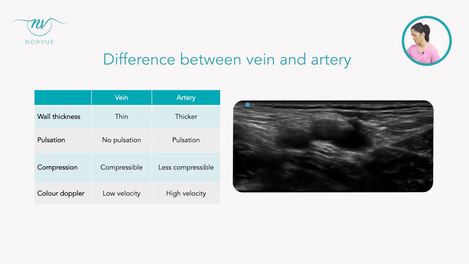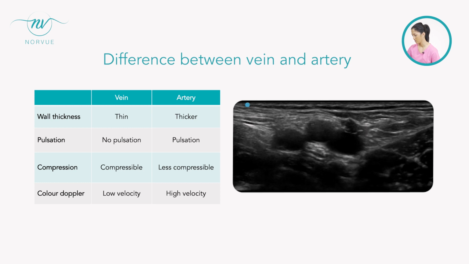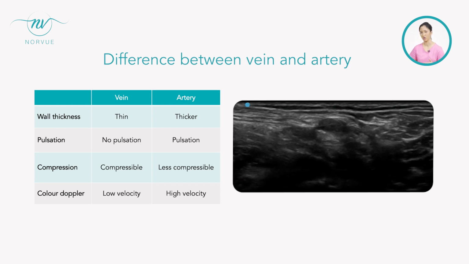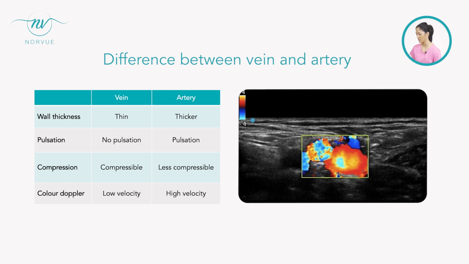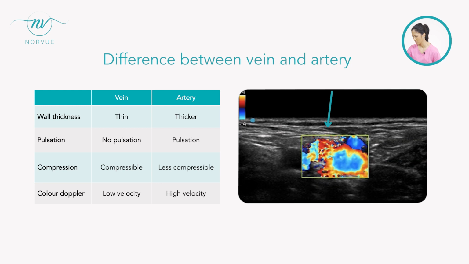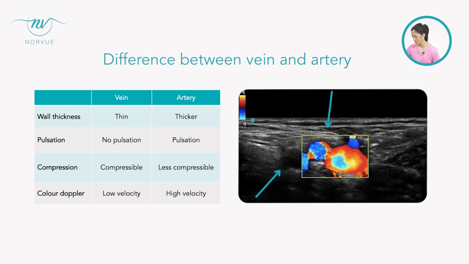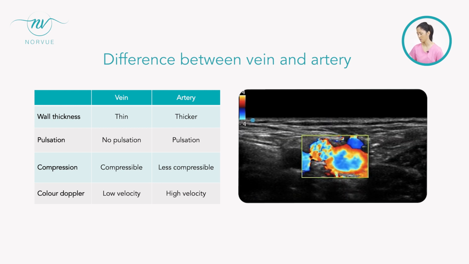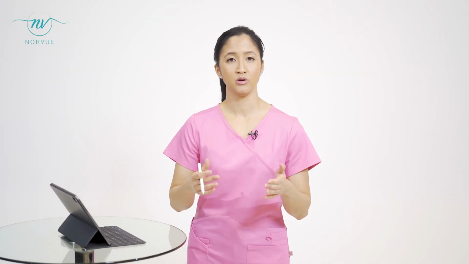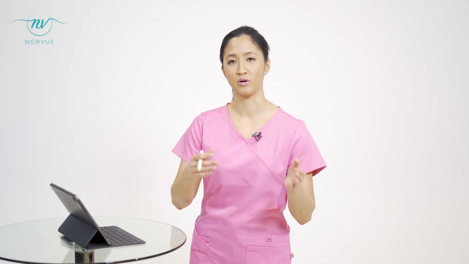Then we'll take a closer look at how it looks when you put color Doppler on the blood vessels. In the artery, you will see there's a high velocity, as you can see here and here. And for the veins, you can see there's a lower velocity. Now you know the difference between a vein and an artery.